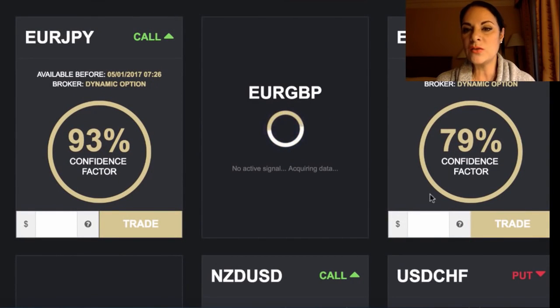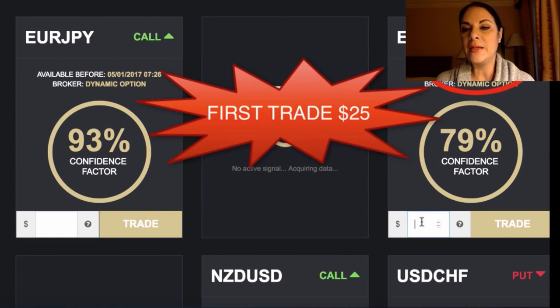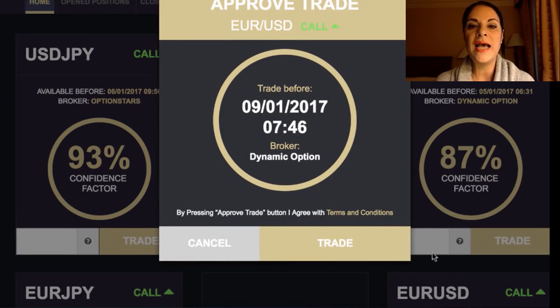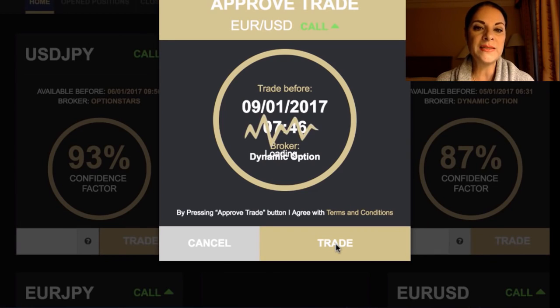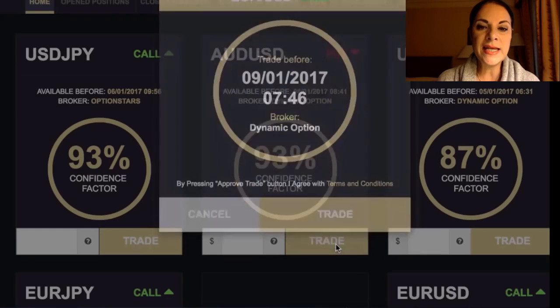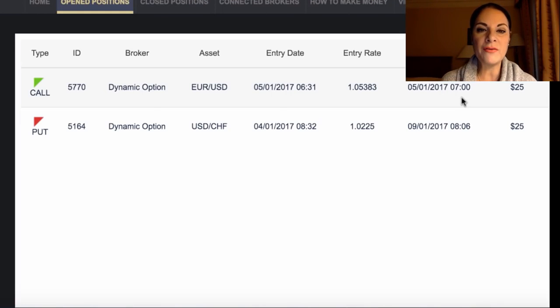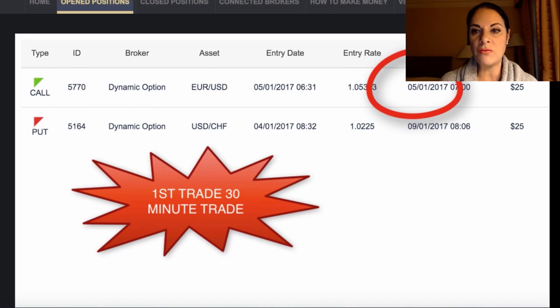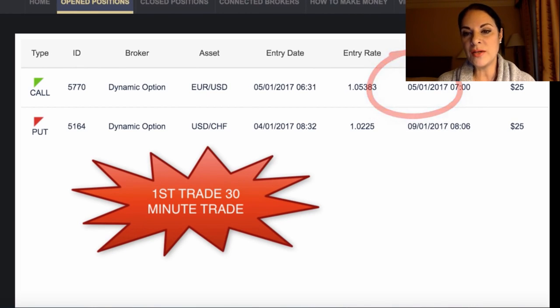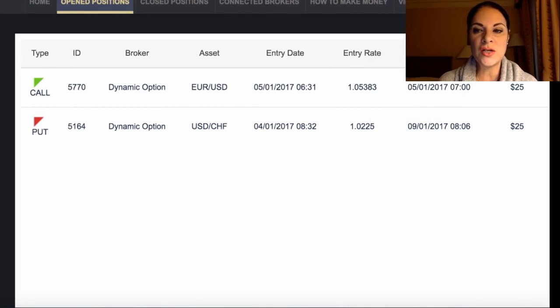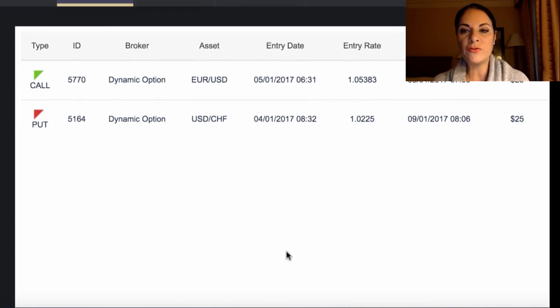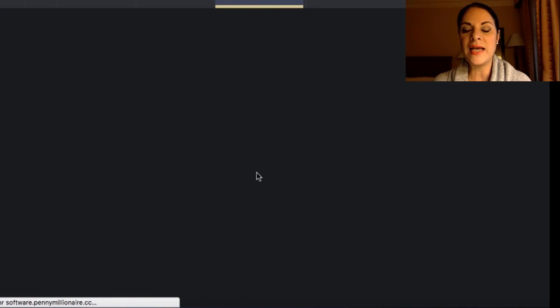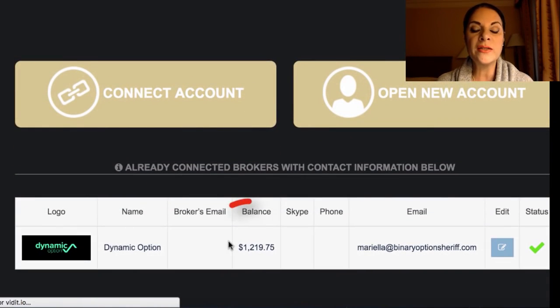It is a call trade between the euro and US dollar with a 79% confidence factor. I will take the trade for $25, and I will be taking this as a first trade. The plan is as follows. The first trade is taken. If I win, if I have the first win of this trade at $25, what I will do is the next trade I will take the $25 investment together with the profit, and then I will also trade those together.